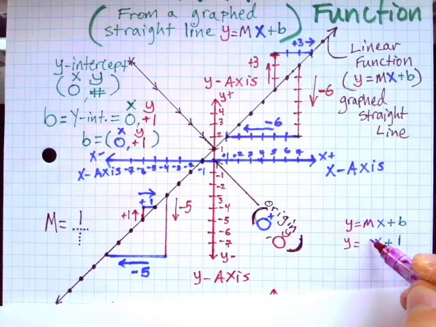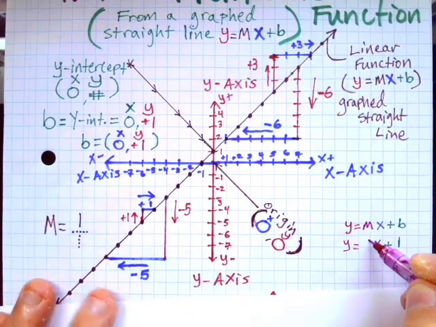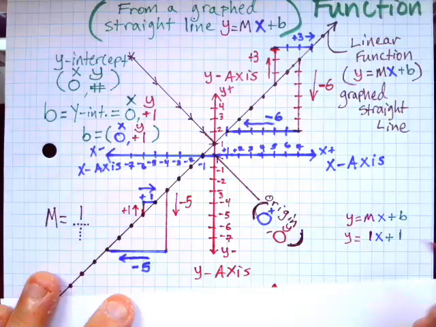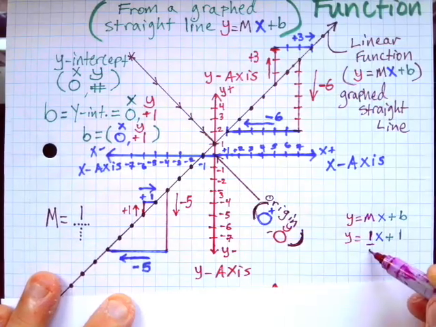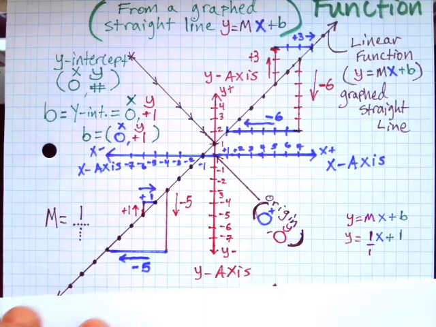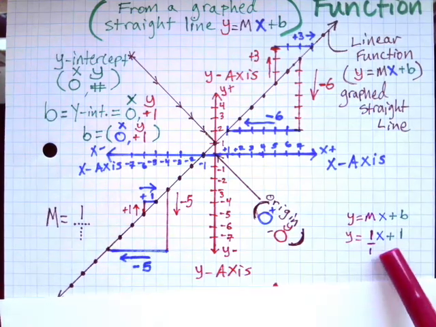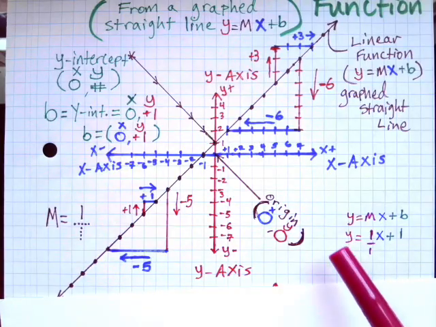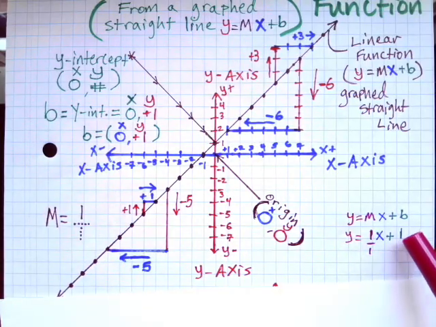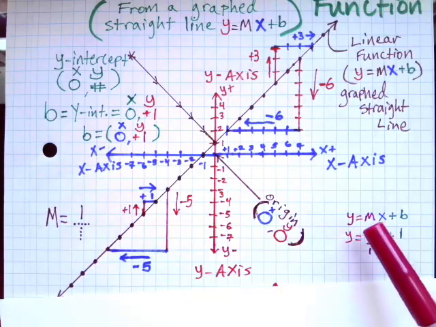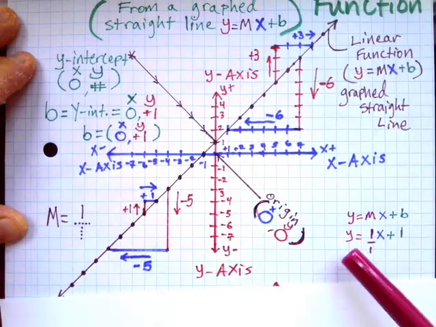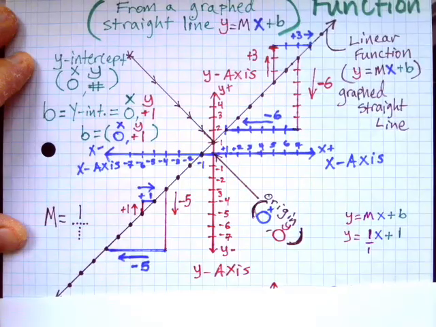Now, can I put 1 here? I absolutely can put 1 here. Y equals 1x plus 1. Can I put a 1 over 1? I absolutely can. 1 over 1, x plus 1. They all mean and equal the same thing. Y equals x plus 1 is the same as y equals a 1 in front of the x plus 1, which is the same as y equals 1 over 1 x plus 1. 1 over 1 is 1. All three of those equal the same thing. Although typically in mathematics, you'll just see y equals x plus 1.